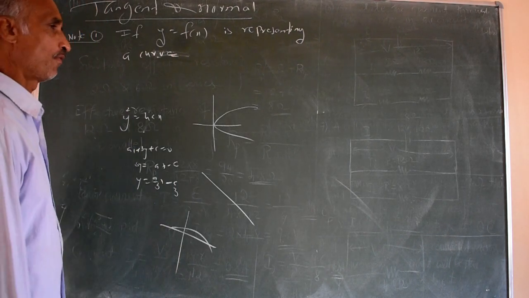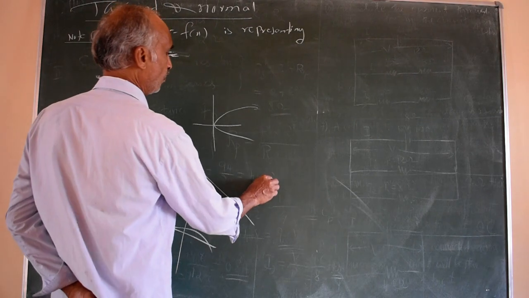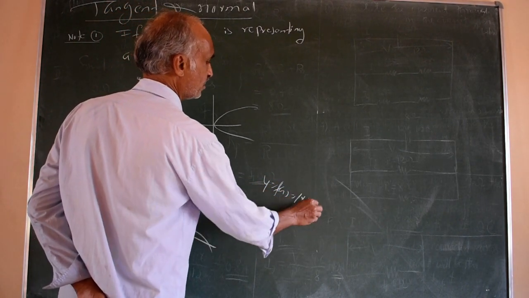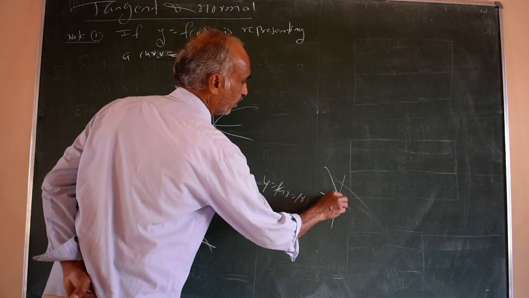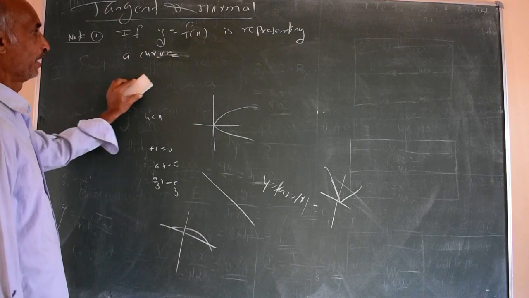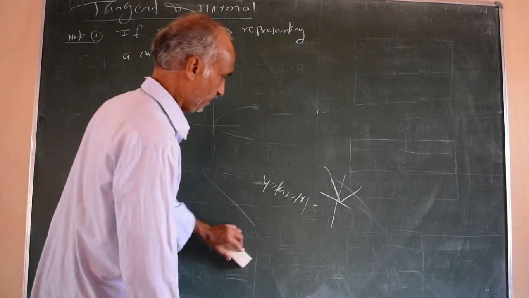Okay, y equals f of x is equal to mod x represents a curve. Like this is the graph of mod x. A curve is represented by a graph. So it is representing a curve.